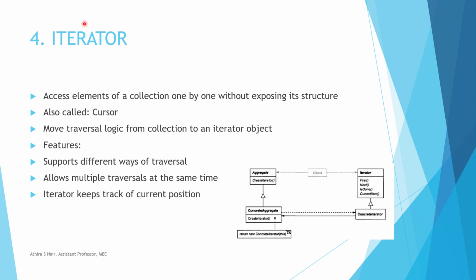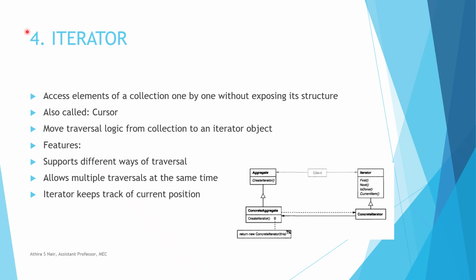So next type is iterator. This provides a way to access the elements of an aggregate object sequentially without exposing its underlying representation, and it is also called cursor.